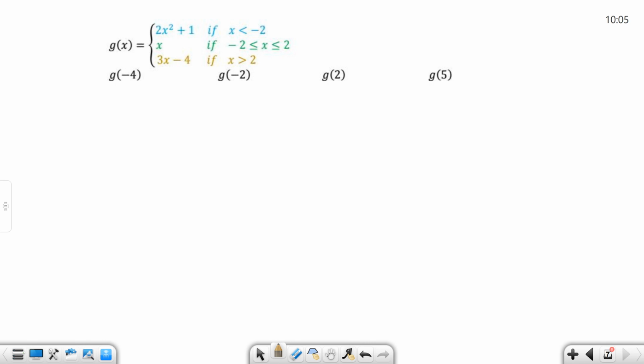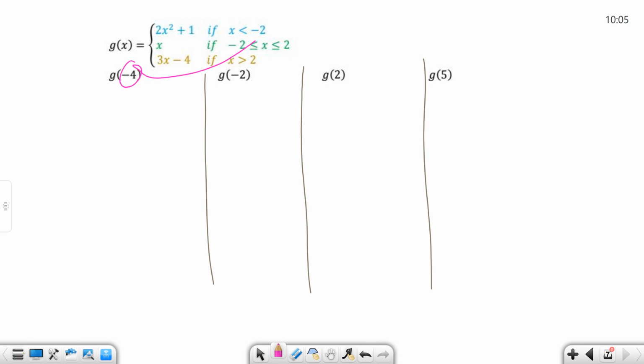Well, let's check it out. Let me go ahead and put some lines in here to mark these out. So g of -4. Where is -4? -4 is here, less than -2, so we use this one right here. Okay? So we're going to use 2 times something squared plus 1, and that something is the -4, right? This number told me to use this one because it was in this interval right here. You with me on that?